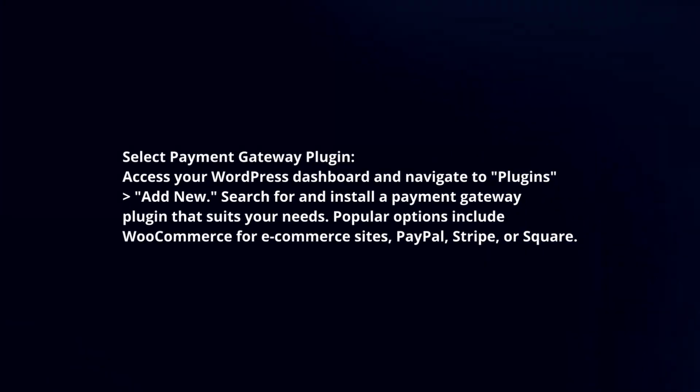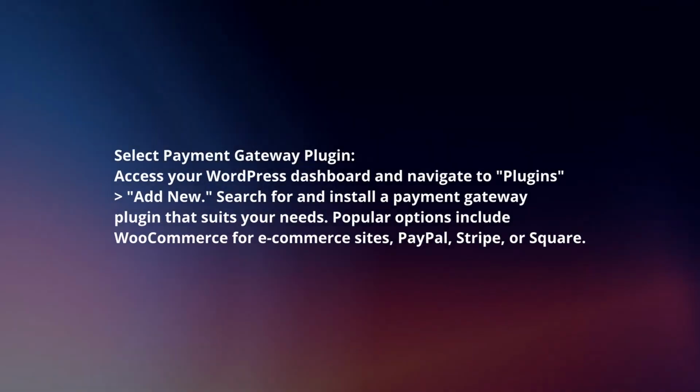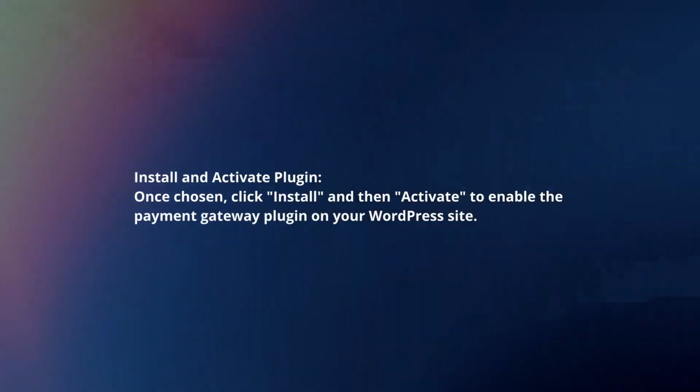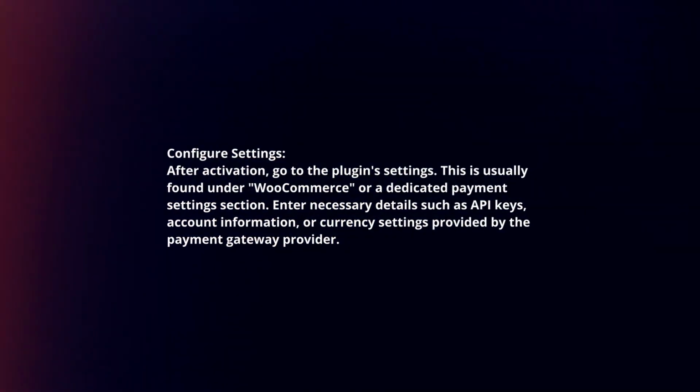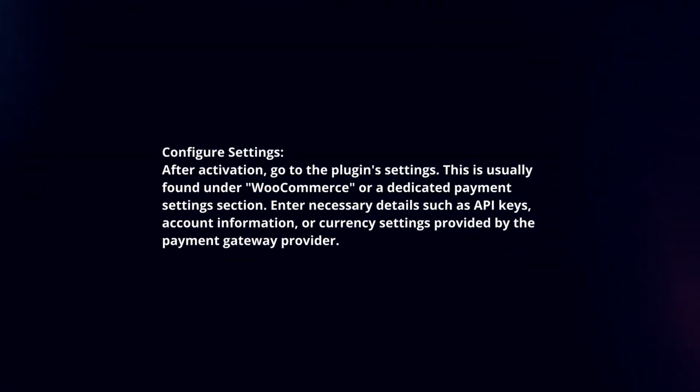Popular options include WooCommerce for e-commerce sites, PayPal, Stripe, or Square. Install and activate plugin. Once chosen, click Install and then Activate to enable the payment gateway plugin on your WordPress site. Configure settings. After activation, go to the plugin settings.